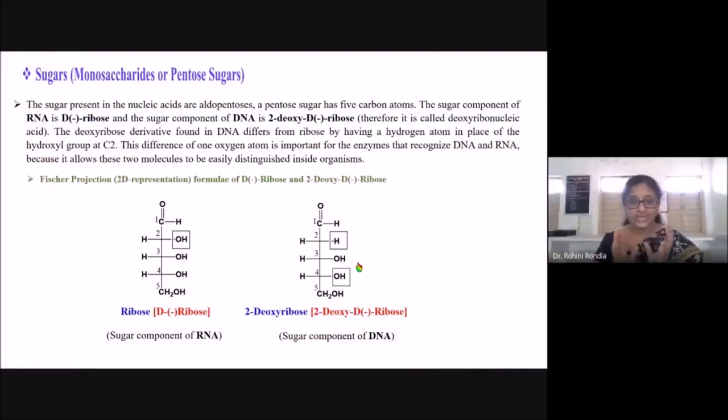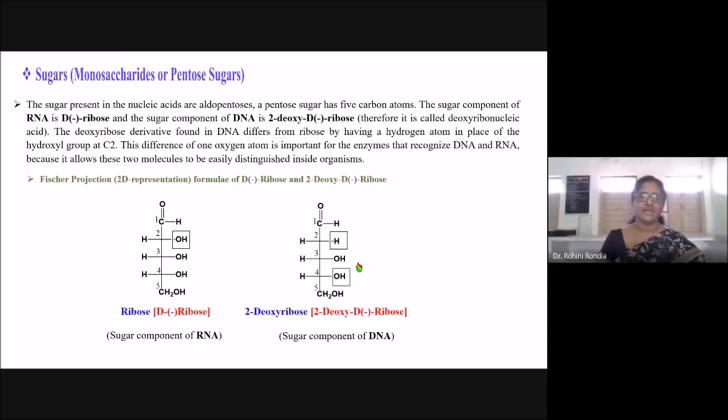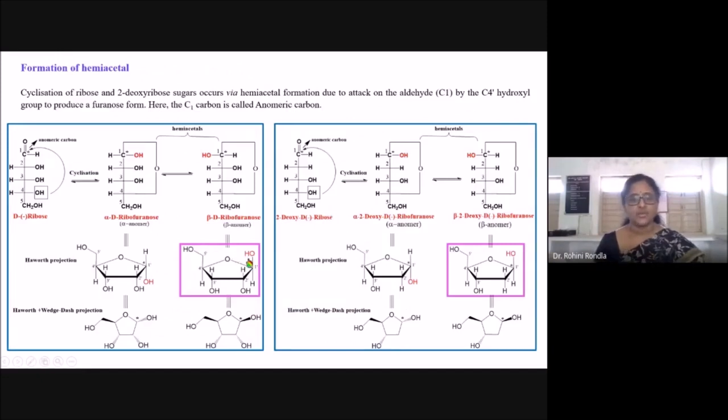Next, how can you distinguish RNA and DNA? Sugars. Presence of oxygen atom. Yes, there is only one difference. Ribose has a hydroxyl group at the second carbon, but in deoxyribose, only a hydrogen atom is present at the second carbon. There is no oxygen at the second carbon. This is the difference. That is why the name is 2-deoxyribose.